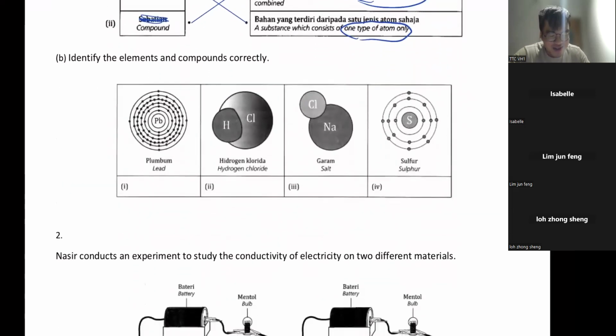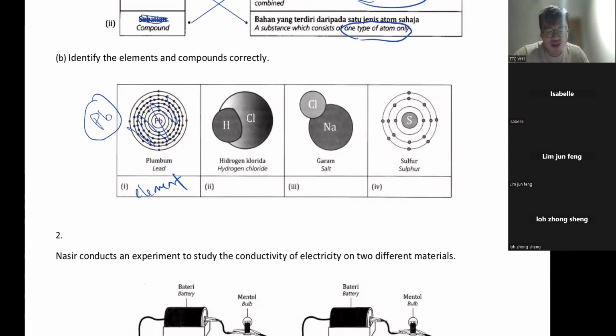Okay, next. So what about lead? Is lead an element or a compound? You can kind of ignore this. It actually looks like this. I got all these dots. These are the electrons, if you want to know what it is. So guys, is this an element or a compound? Is this one atom or two atoms? One atom, right? So it's an element.